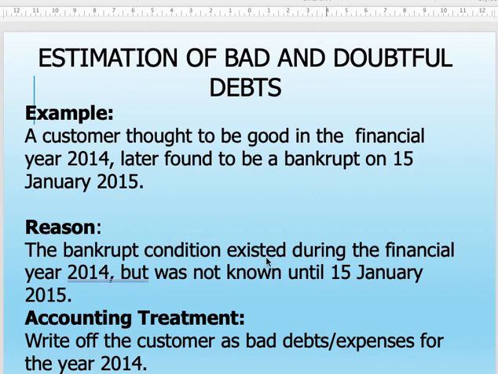So you need to correct them. Okay, the bankrupt condition existed during the financial year 2014. That's why it becomes an adjusting event, because those are your customers at the end of the financial statement period. So the real status is only known on 15 January. So what do you do? You have to write off the customer as bad debts or expenses for the year 2014, because the customer went bankrupt and cannot pay you. Of course you cannot show in your financial statement as if you will realize those trade receivables, because you are not going to receive money from this customer. So you need to write off as bad debts.